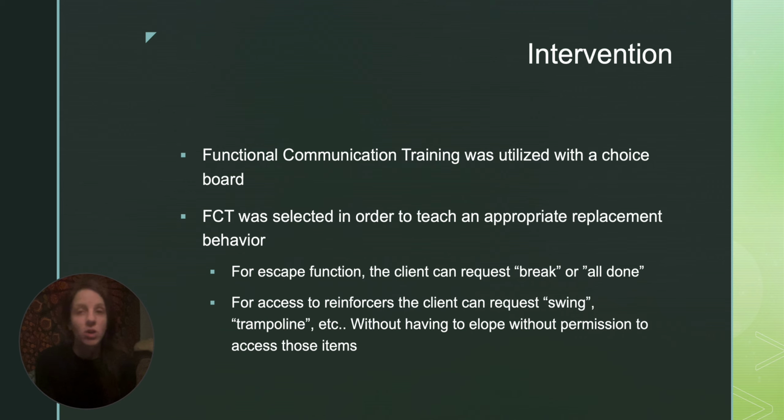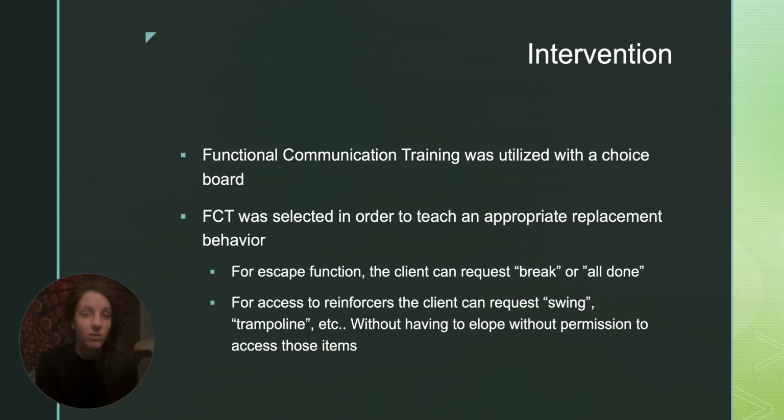We use this alongside a choice board. This was selected in order to teach an appropriate replacement behavior. Through the assessment, we saw that the function of the behavior was escape as well as access to reinforcers. For escape, we're giving the client the words and the opportunity to request a break or just say all done. And for access to reinforcers, the client can now ask to use the swing by saying swing or trampoline.